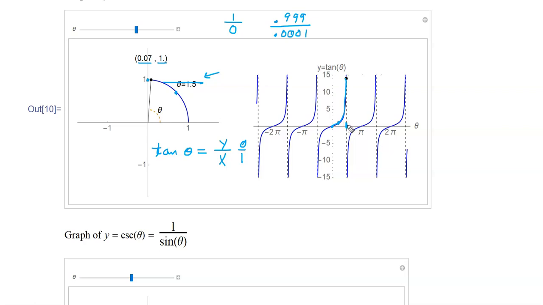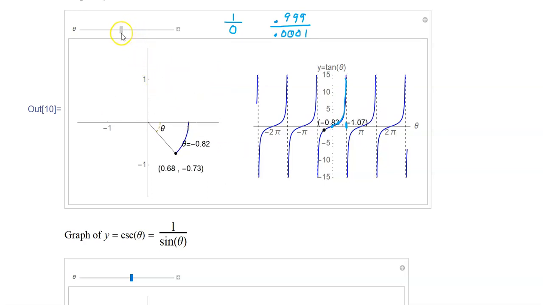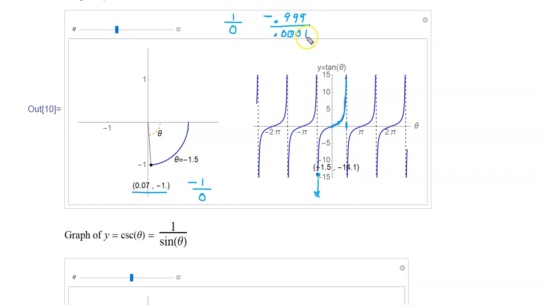Similarly, as we let theta approach negative pi over 2, notice that our black dot over here is going towards negative infinity. Because if we evaluate y over x, we're evaluating a number that's very close to negative 1 over a very small number. Negative 1 over a very small number, like negative 0.999 divided by 0.0001, is going to be a very large negative number.